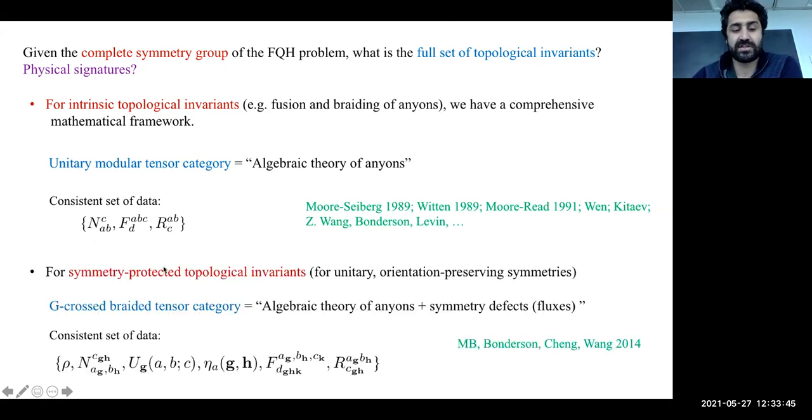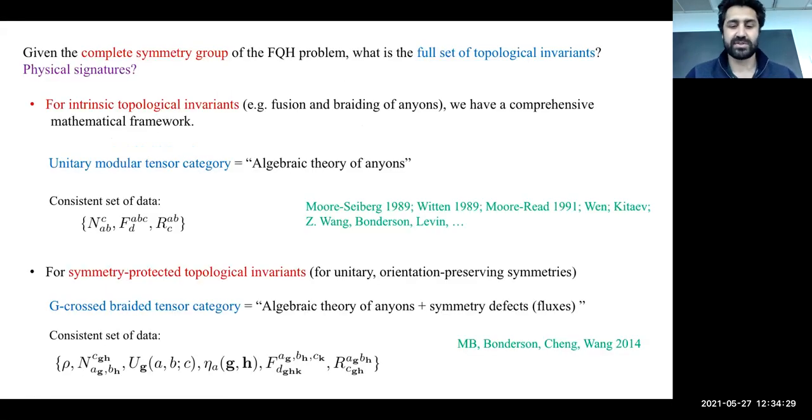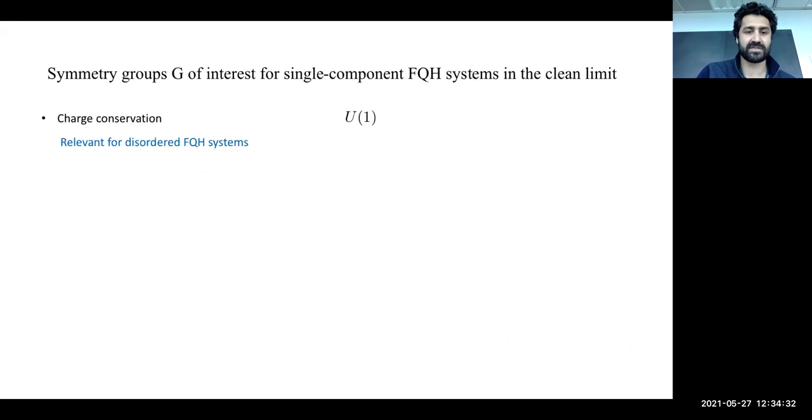And if you add symmetry to the problem, then we also have a comprehensive mathematical theory, although it's comprehensive for the case of unitary symmetries and orientation preserving symmetries. This is the G-crossed braided tensor category, which is basically an algebraic theory of anyons together with the symmetry defects. The data that describes this tells you how symmetries permute anyons, then fusion rules involving anyons and symmetry defects, and then the action of symmetry defects on anyons, parameterized by additional data. And then we have G-graded fusion rules and G-crossed braiding. So there's a bunch of extra data. What we're going to do is apply this theory to symmetries of interest for the fractional quantum Hall problem and see what happens.